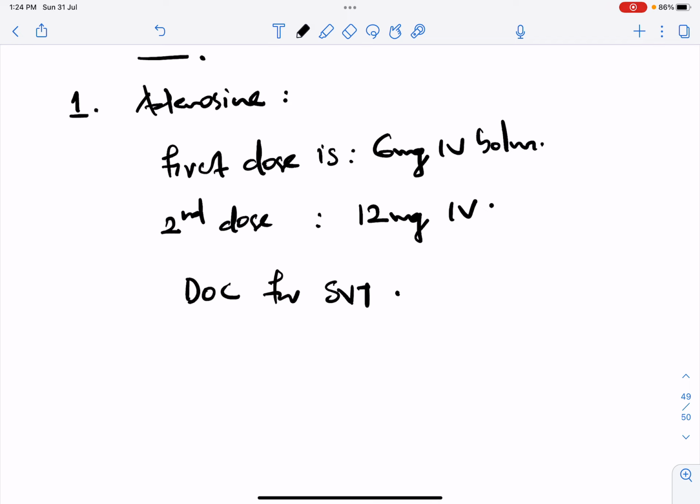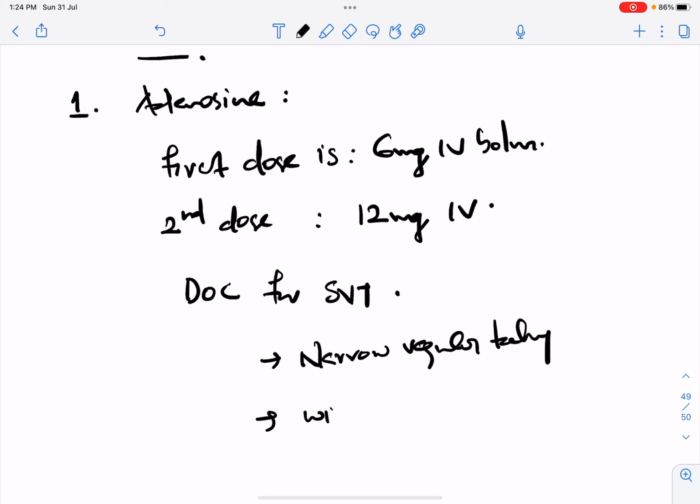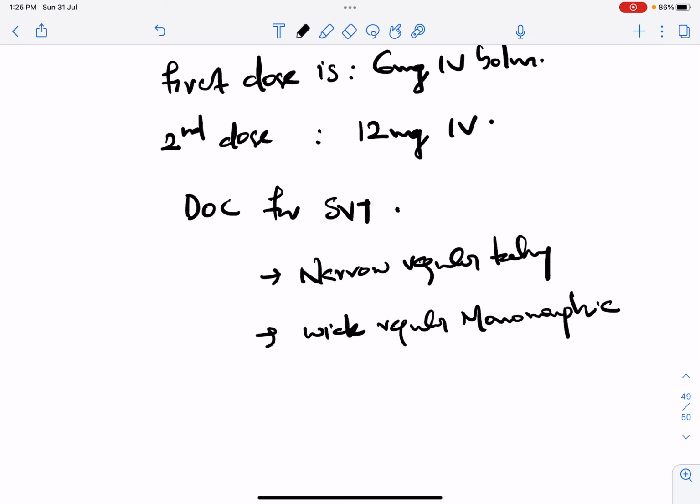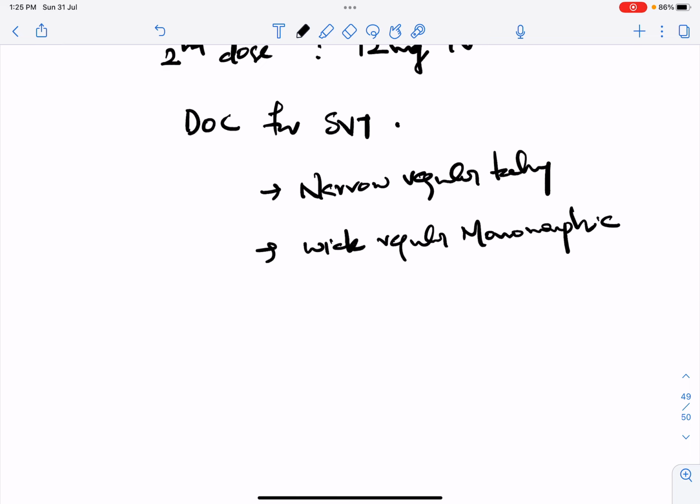Okay, so it is given in narrow regular tachy and also wide regular monomorphic tachy, because one of the DD of monomorphic regular wide tachy is SVT with aberrancy. Okay, so about the second drug or the drug of choice for wide complex tachycardia is procainamide.